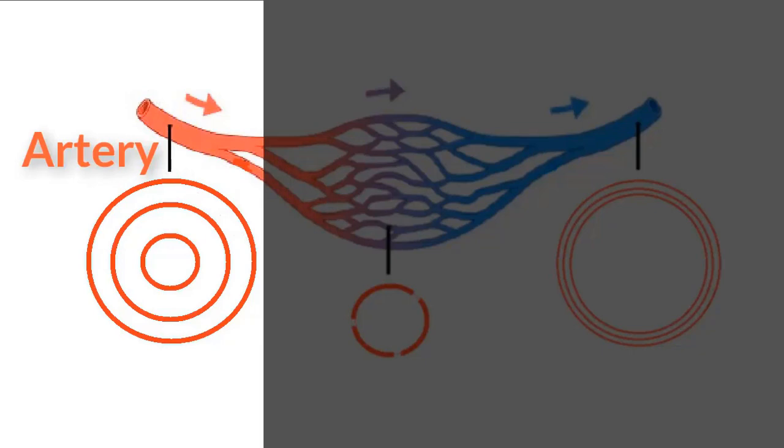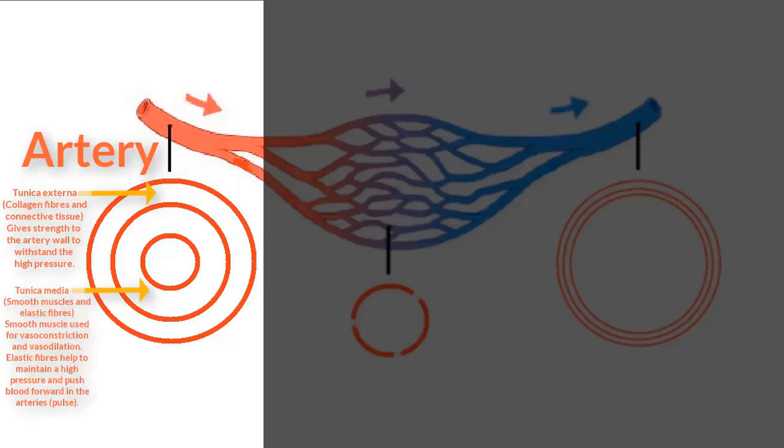The artery wall will have 3 layers. The outermost layer is called tunica externa, and it's made up of collagen fibers and connective tissue. It's a very strong layer which prevents the artery wall from bursting due to the high pressure. Then inside that you have the second layer, which is called tunica media, and the tunica media is made up of smooth muscles and elastic fibers. It allows the artery walls to stretch and then to recoil, to contract and push the blood forward.